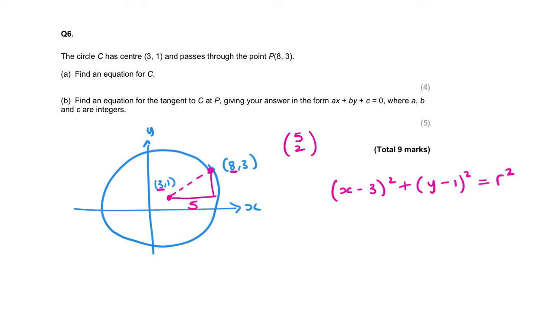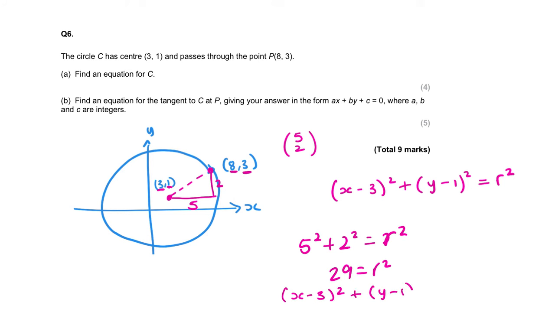Because you've got to cross 5 up 2, haven't you? This is what you're going to use for your Pythagoras. It's going to have 5 squared plus 2 squared equals r squared. So 29 equals r squared. So now we have x minus 3 squared plus y minus 1 squared equals 29. I mean, look at that. Under 2 minutes again, and we're doing a 4-mark question. Okay, we haven't even needed a calculator.